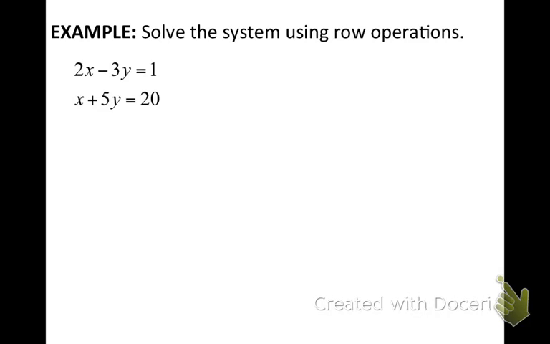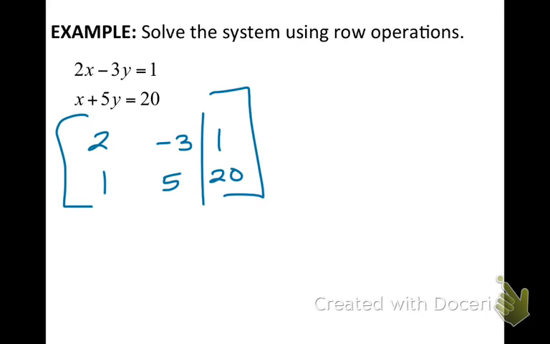2, -3, bar 1, 1, 5, and 20. Lower left. I didn't realize I was writing so big. How do I get that to a 0? Times row 1 by -1/2. Good. Let's do a -1/2 R1 plus R2.